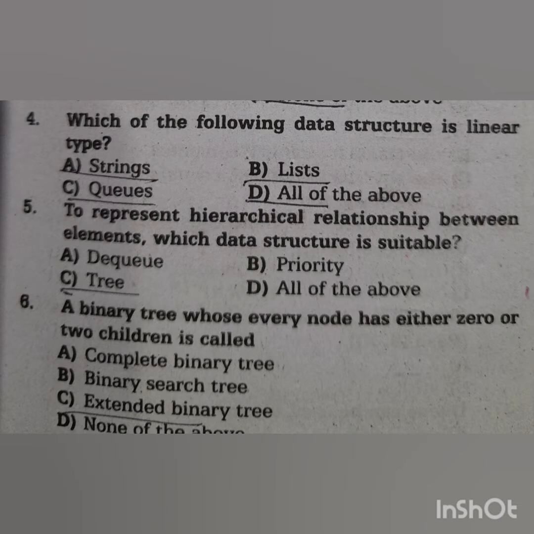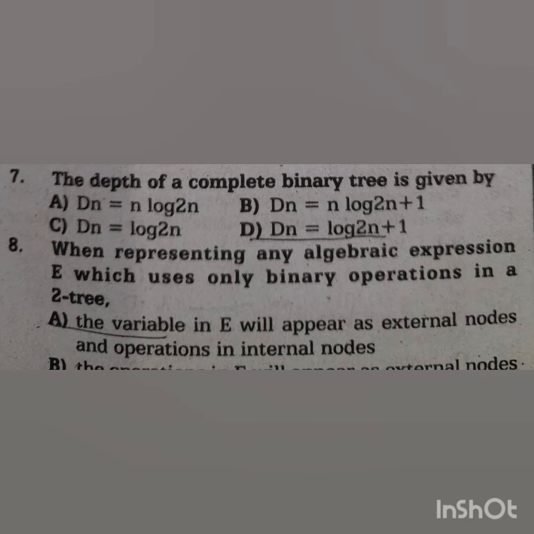Tree. A binary tree whose every node has either 0 or 2 children is called extended binary tree. The depth of a complete binary tree is given by Dn is equal to log2 n plus 1.